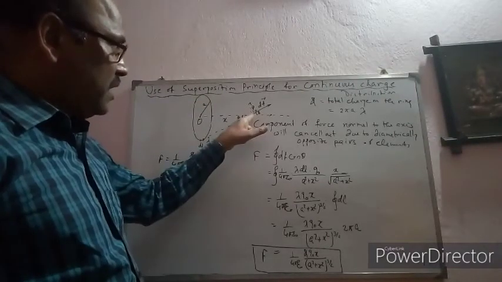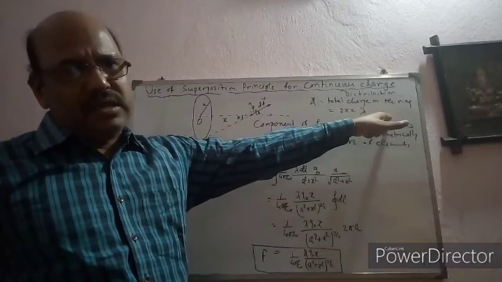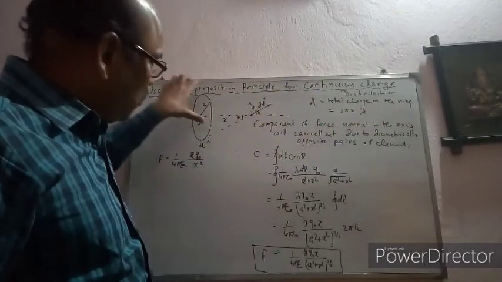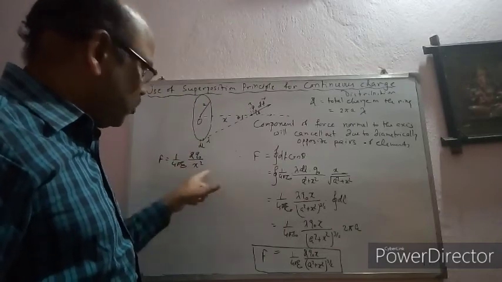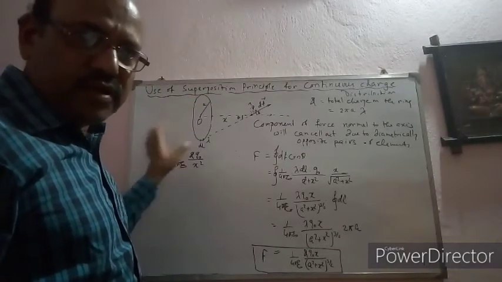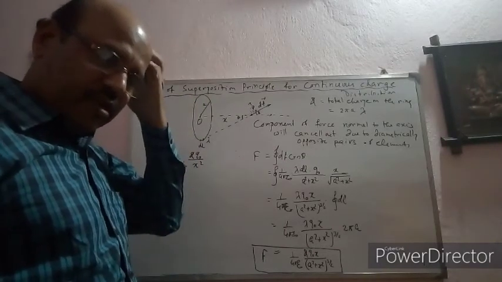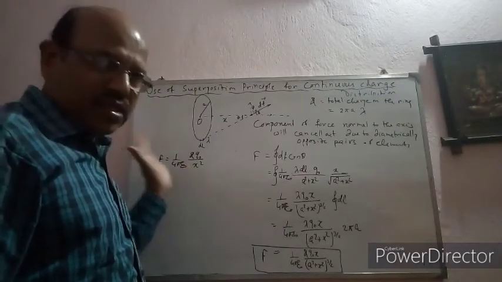So if the point charge is at infinite distance from the ring, then the whole charge of the ring can be assumed to be at the center, and it will experience Coulomb's law for point charge. F is equal to 1 by 4 pi epsilon naught q1 q2 by r square. That formula is valid.